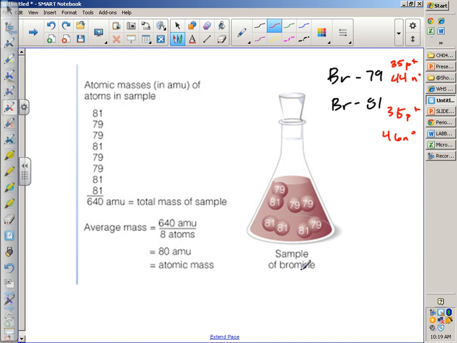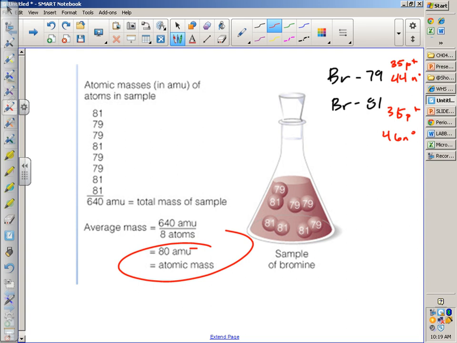What's the average mass of a bromine atom in that sample going to be? Well, how many bromine-79s do you see in this sample? 4. And how many bromine-81s do you see? 4. So what's the average going to be? You take the total and then divide by 8, right? In this case it's easy because we have half of these and half of these, so the average is going to be right in the middle. So the average atomic mass of bromine is 80, even though there aren't any atoms that have a mass of 80. Does that make sense? Okay.